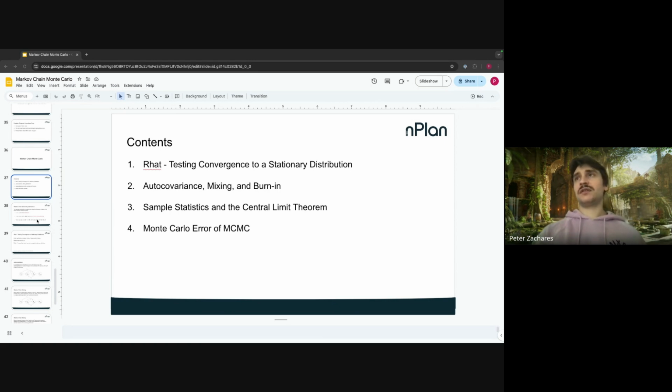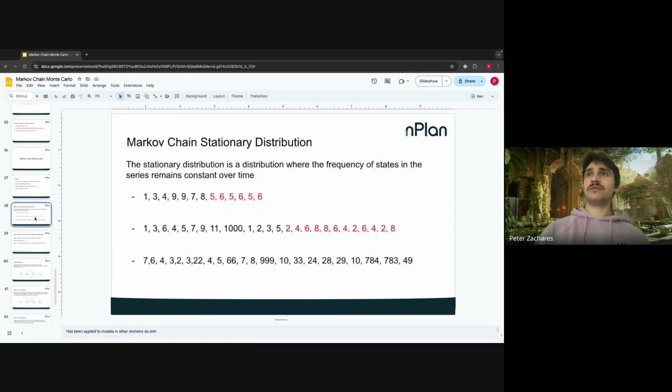So I just wanted to briefly review what a stationary distribution is. And here are some examples.